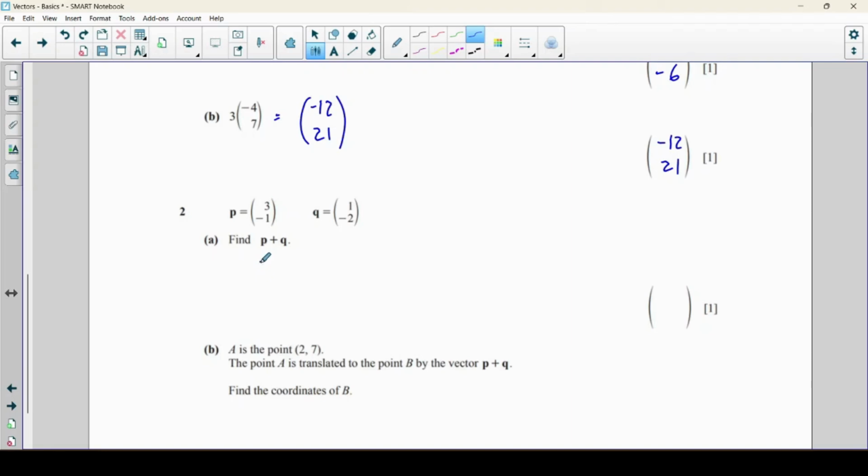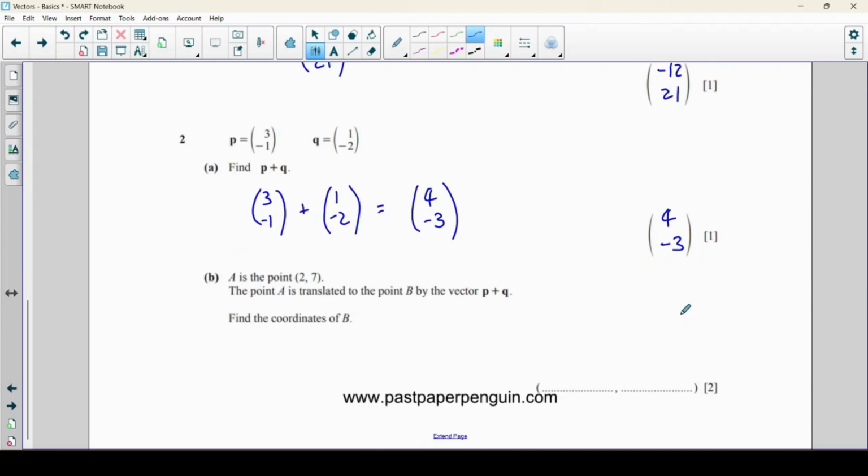So now we're given the vectors p and q, so p is 3, minus 1, and we're going to add together 1, minus 2. 3 plus 1 is 4. Minus 1 add minus 2 is minus 3, so 4, minus 3. A is the point (2, 7), it's translated to the point B by the vector p plus q, find the coordinates of B. So it's referring to this vector up here.